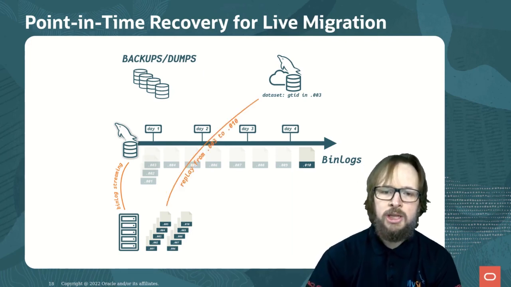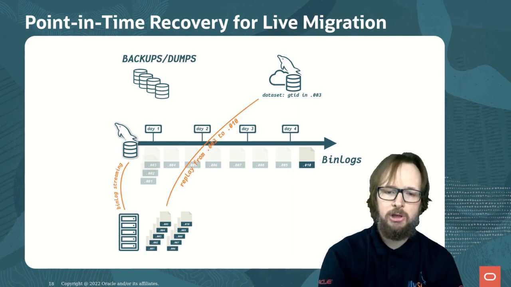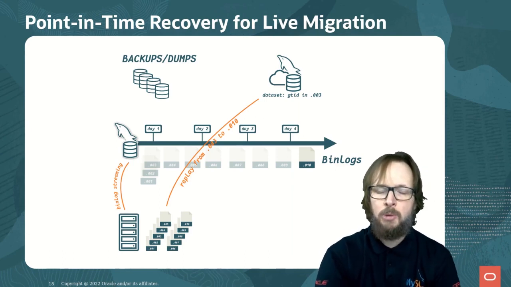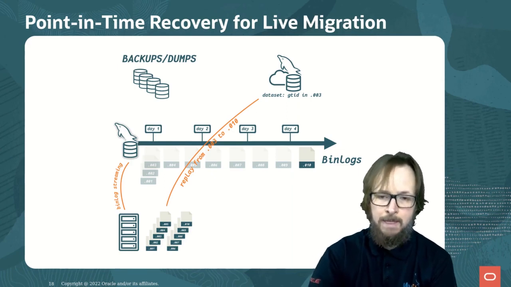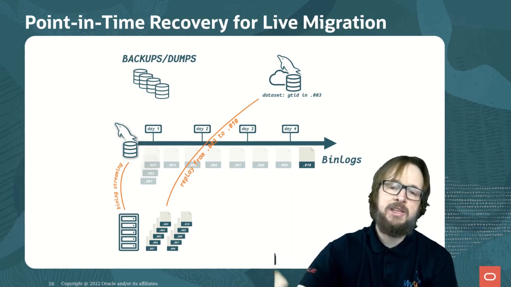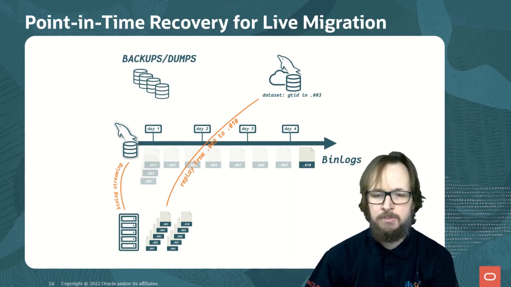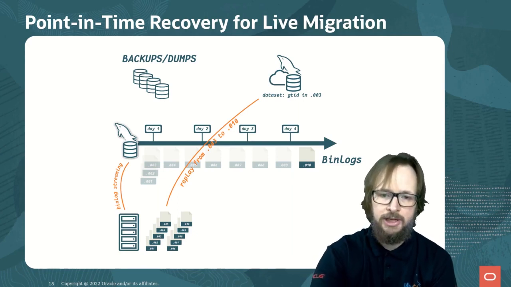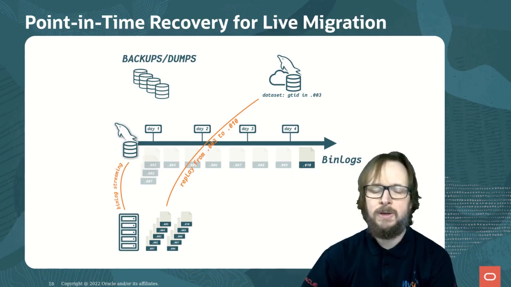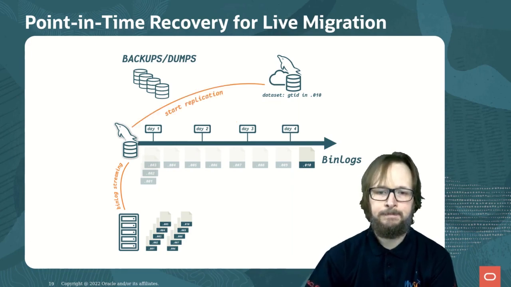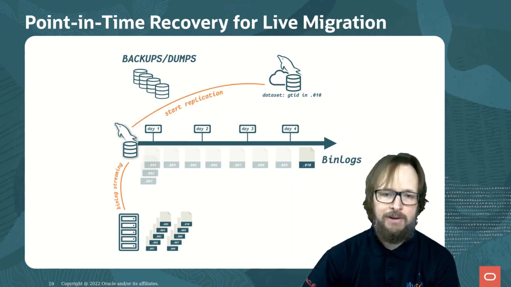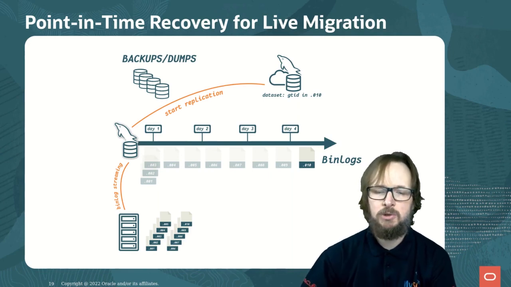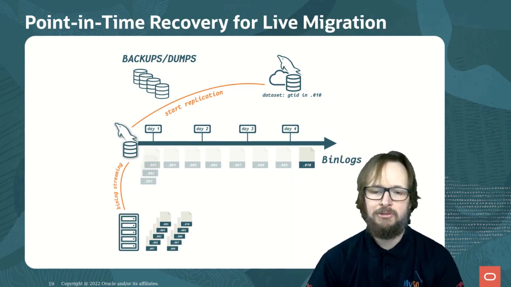So what we need to do is replay all the binary logs from 003 up to the point we are now. In this case, it's 010, but of course, it can be even more, because the production is still running on the on-premise server. When we recover everything, we can start replication and it will work. And then we are ready to do a live migration.